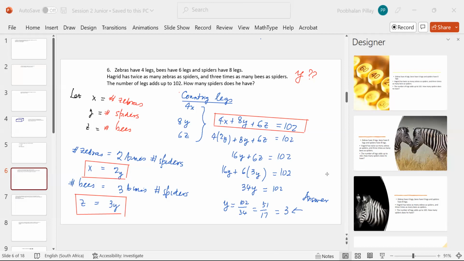We go on to the next problem. And this is a word problem. There is a long story here. So let's read it and we will break it up into small pieces.